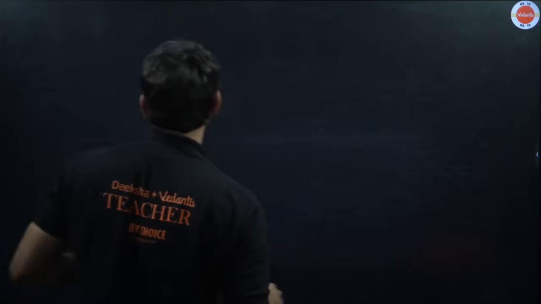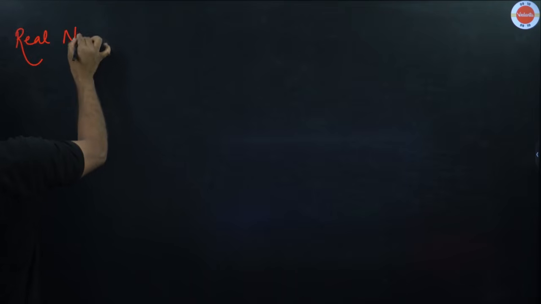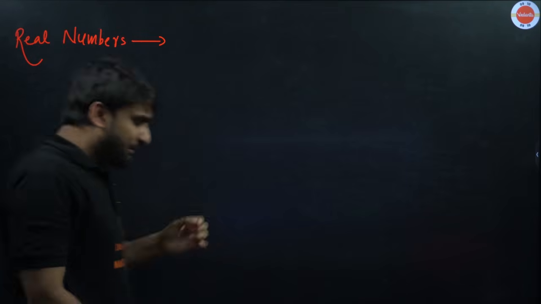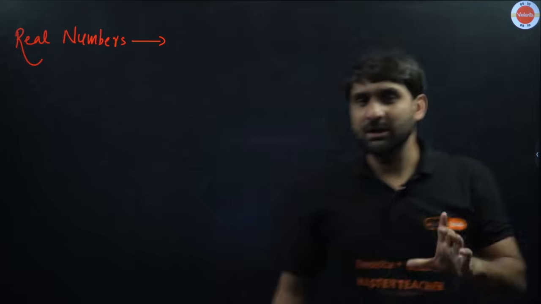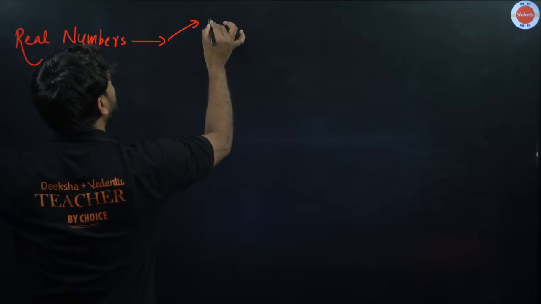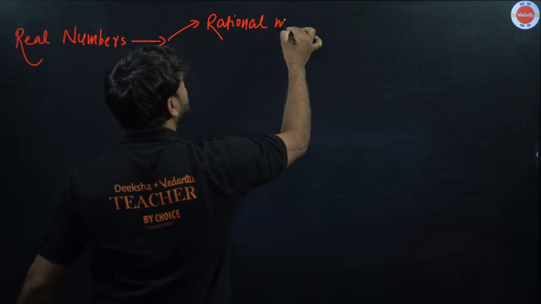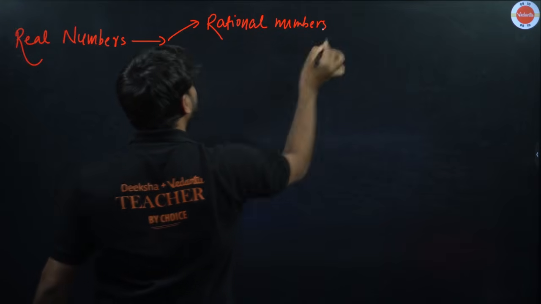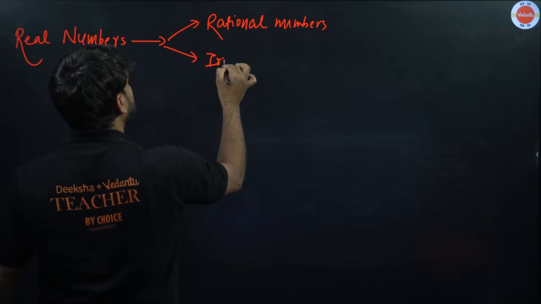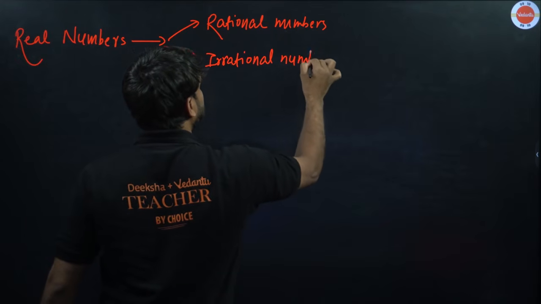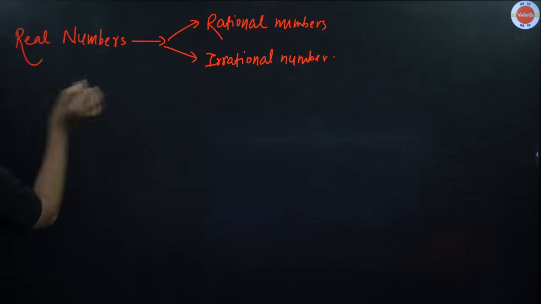So let's move. Let's talk about a few things about real numbers. I hope you might have understood the basic concept of real numbers. So real numbers means what, my dear champion? In real numbers, rational numbers come up as well as irrational numbers also. So it is the union of rational and irrational numbers. Right, and a few things are also here.